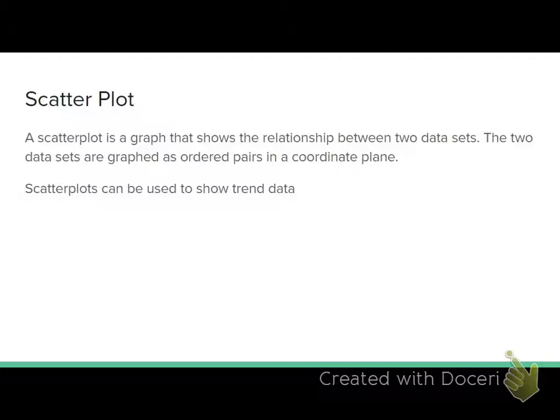So a lot of the times with these scatter plots, as the name might suggest, the points are not necessarily all going to be in a straight line. They're going to be scattered about the plot, scatter plot. So it might not always look nice, neat, and organized.